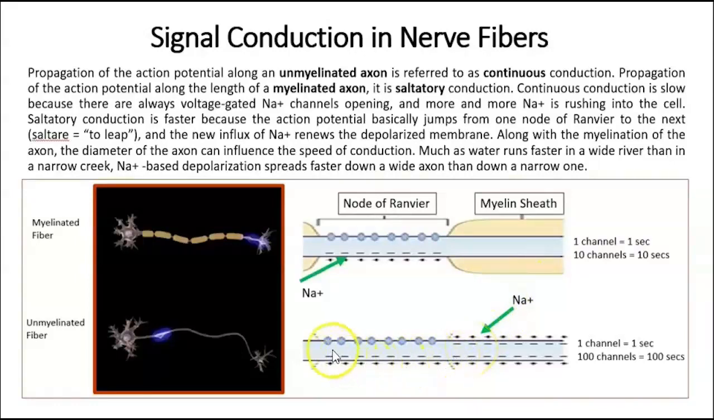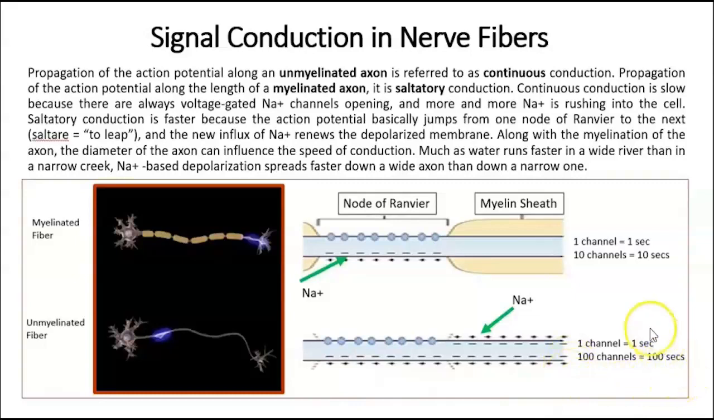So let's say that from here to here, there are 100 channels for sodium, and you need, let's say, 1 second to open each channel. So then how many seconds will it take you to take the information from here to here? Since you have 100 channels, it will take you 100 seconds, because you need to open every single channel from this point until the end. So how long does it take to go from this point to this point right here? It's going to take you 100 seconds.